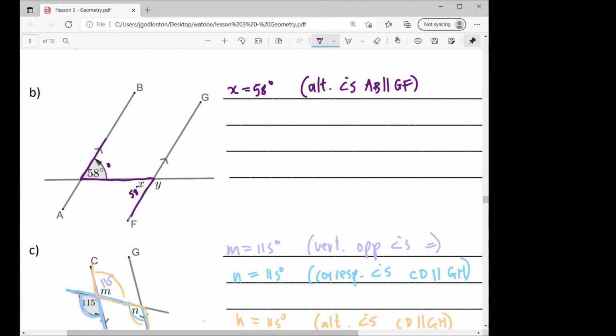Those of you who are seeing corresponding angles, if I had corresponding angles, then this here would be 58, and then I would have to say X is 58 because of vertically opposites. But if we're just using the Z that we found here, then that would be alternate. Okay, now I am looking for my Y. What's my Y going to be?